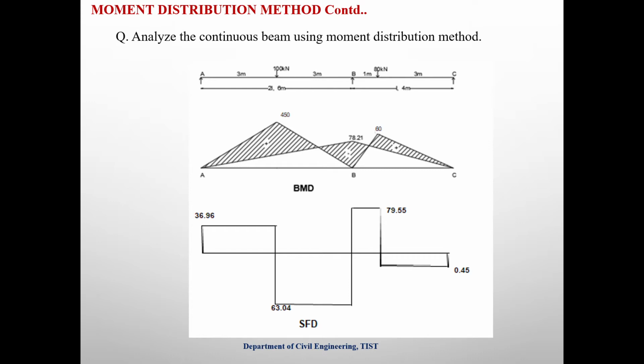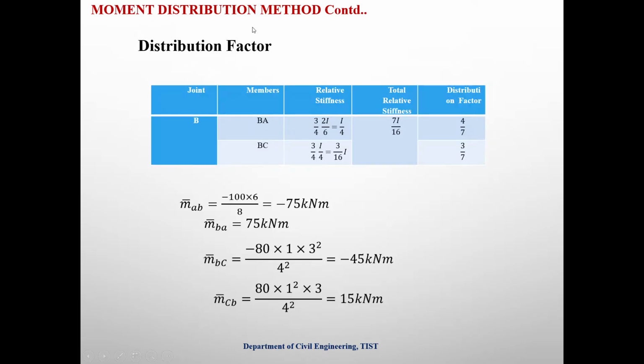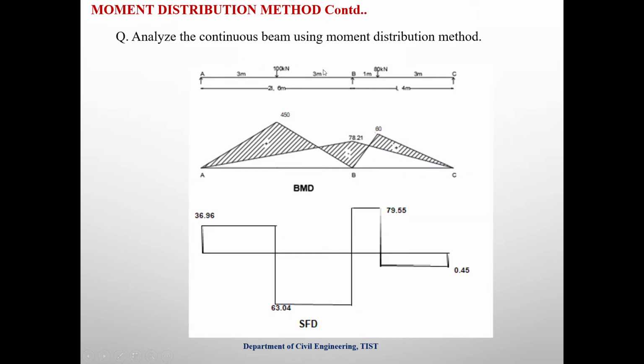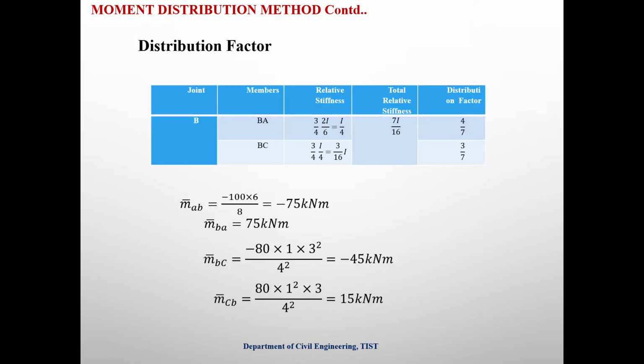In this case, the joint B is connected by two members BA and BC. In the case of BA, far end is A. The far end is simply supported, that means the relative stiffness is 3 by 4th of I by L. In the case of BC also, far end is simply supported. In that case also, relative stiffness is 3 by 4th of I by L. Then find out the total relative stiffness and the distribution factor will be obtained as I by 4 divided by total stiffness.